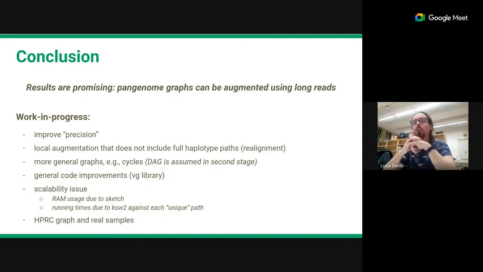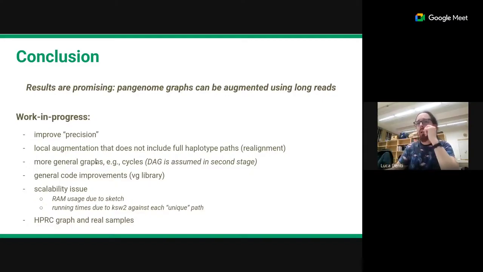So there are quite a lot of open questions and things that I'm investigating right now. This is a list to improve the precision, to understand why we're adding those vertices that we shouldn't add. And we are doing a local augmentation of the graph, so we just add vertices and edges. We are not including the full haplotypes in the graph yet. We are just updating the topology of the graph, and we are not adding the full haplotypes. But I think that the realignments to the augmented graph can help in phasing somehow the variation that we are adding.